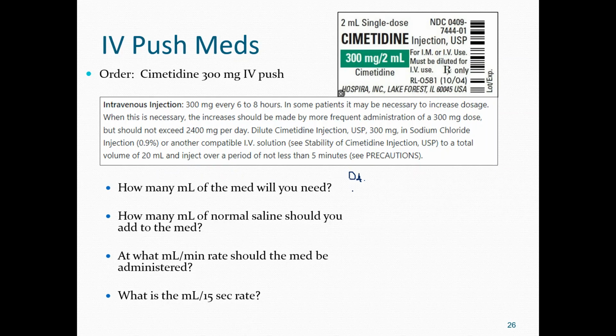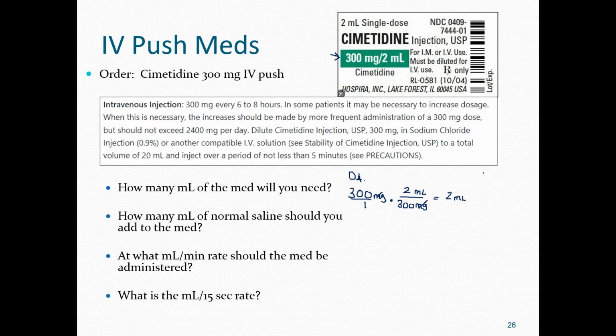So in dimensional analysis, I always start with the order, which in this case is 300 milligrams, and I put that over 1. Based off of the label, I see that the strength of the medication is 300 milligrams, so I'll put that in the denominator to cancel the label of milligrams per every 2 mL. And so based on this, I can do that math in my head. I see the 300s cancel, and the answer here is 2 mL.